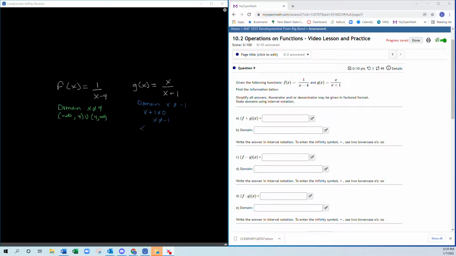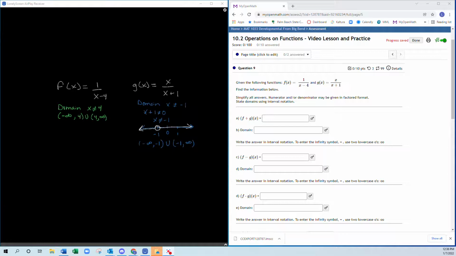To write that in interval notation, it basically means that everything on the number line is good except for negative 1. So you make an open circle and go in both directions. I'm going from negative infinity to negative 1. Negative 1 is not included, so I use a parenthesis. Then I union that with the other side, from negative 1 up to positive infinity. So that's the beginning portion about how to write these as the domain.